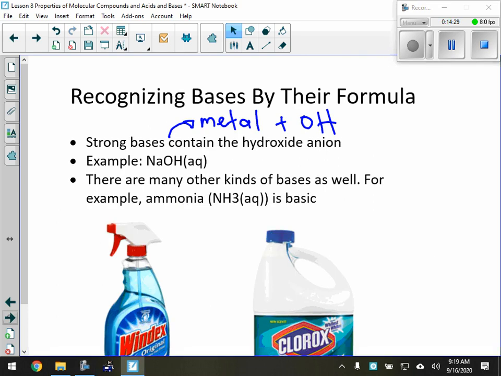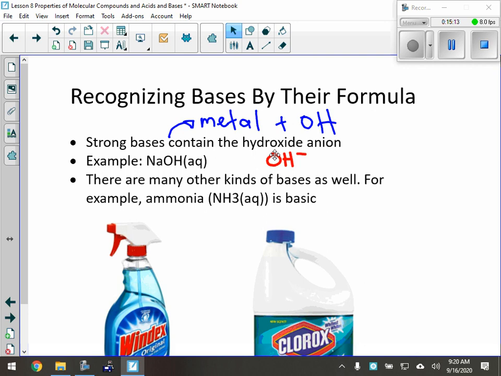Recognizing bases by their formulas. We always have this hydroxide ion that you're looking for somewhere in the formula, that OH. This OH is different from the other one I talked about with the acids. Remember, in the acids we don't have any metals, like HCl, H2SO4. We do have, for example, CH3COOH, but there was no metal to go with that. The H plus is the acidic part there. This is OH minus. It has to have sodium or potassium or lithium or barium or magnesium to go with that OH.